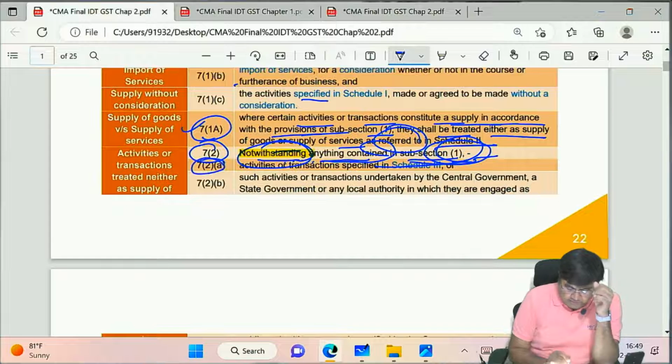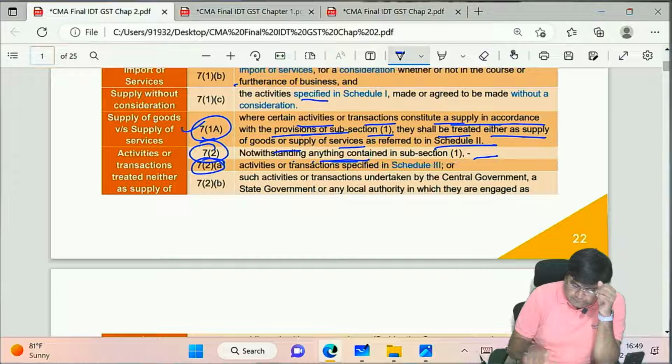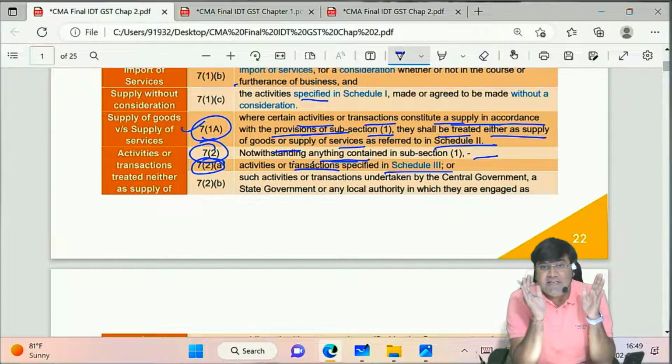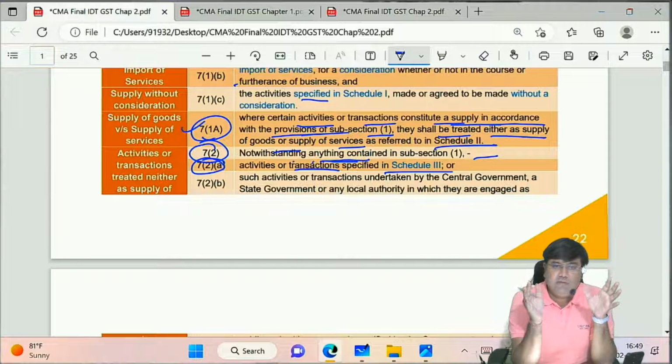Clause A of section 7 subsection 2: activities or transactions specified in schedule 3. So whatever activities or transactions are listed in schedule 3, it is not going to be supply. We are going to discuss the total 8 paras in schedule 3, not in this session, later on. So those 8 transactions or activities listed in schedule 3 are neither supply of goods nor supply of services. So not subject to GST.